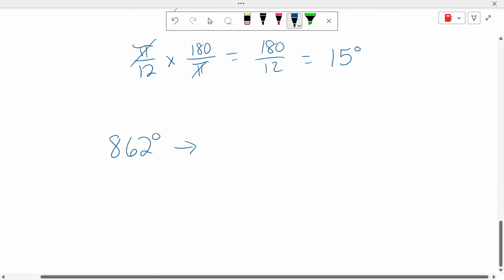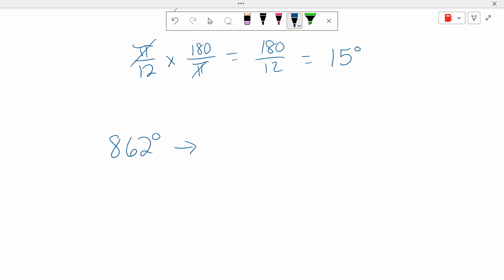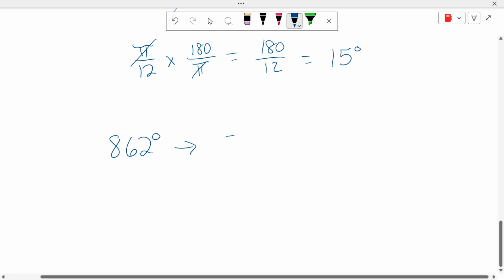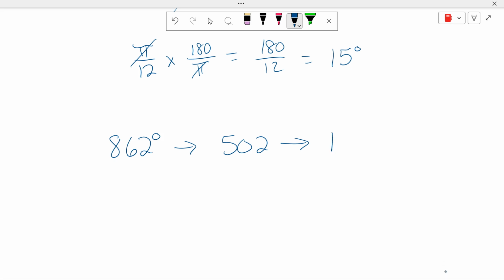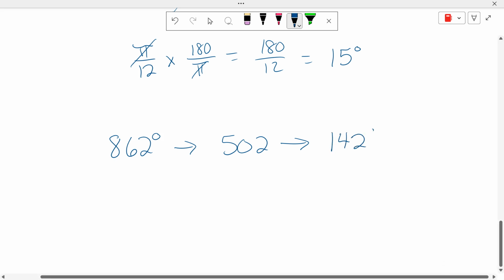What's a coterminal angle with 862 degrees? Gotta remember coterminal angles from day one. Subtract 360 and you get 502. Subtract 360 again and you get 142. So this is coterminal.